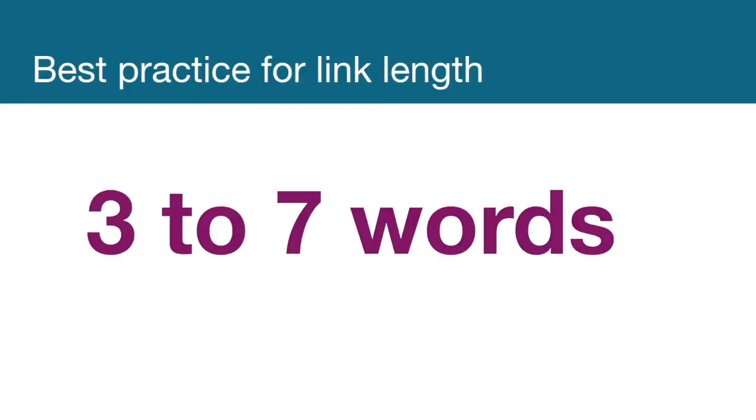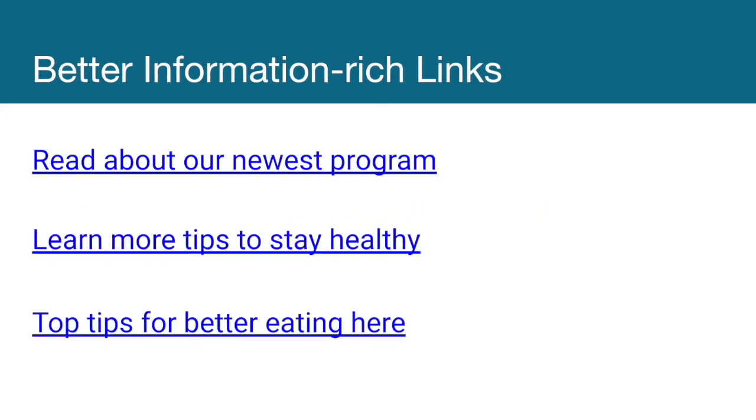Ideally, the best practice would be having a link length of 3 to 7 words. When it gets beyond 7 words, it feels too long, but sometimes 1 word isn't enough. So here's a best practice to aim for on your links. Here are some that are better links than if I had just put "learn more," for example. "Learn more tips to stay healthy." That will help the user make good choices about whether this link is worth clicking on from their perspective.